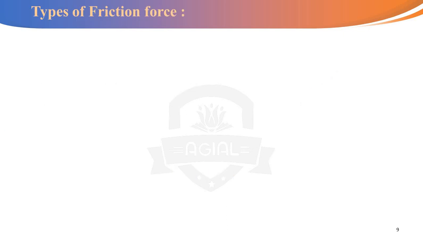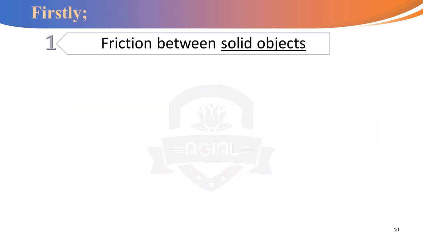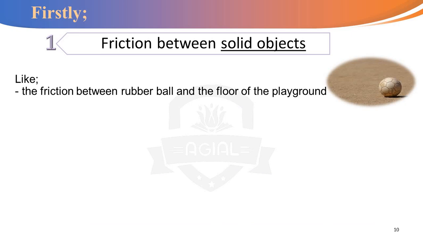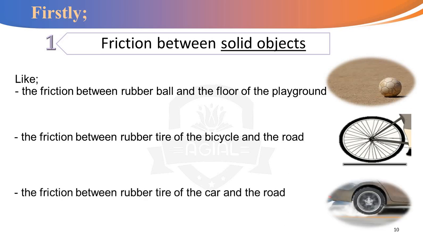We have many types of friction force, like friction between solid objects, and air, and solid objects and water. Firstly, friction between solid objects, like the friction between a rubber ball, as it's a solid object, and the floor of the playground, and it is a solid object too. The friction between the rubber tire of the bicycle and the road. The rubber tire of the bicycle is a solid object and the road is a solid object too. The friction between the rubber tire of the car, as it is a solid object, and the road, as it is a solid object too.